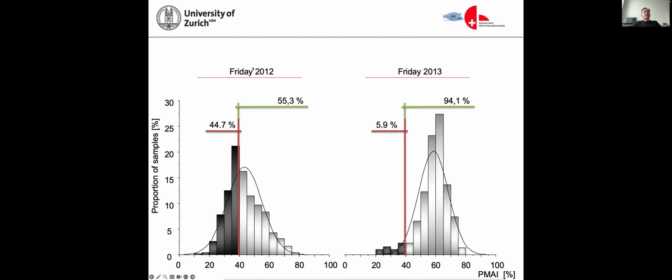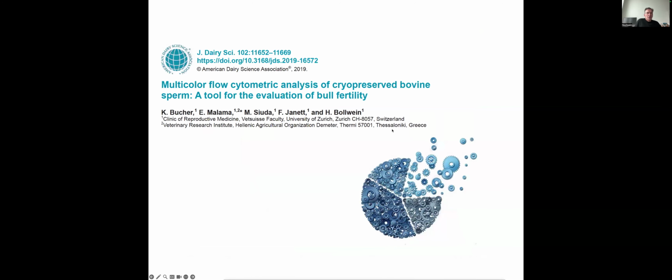And this was mainly because of the samples produced on Friday. We waited then for the cryopreservation until Monday, 72 hours. And before, about 45% of the Friday samples had to be thrown away, and in 2013, only 6%. So a tremendous improvement.